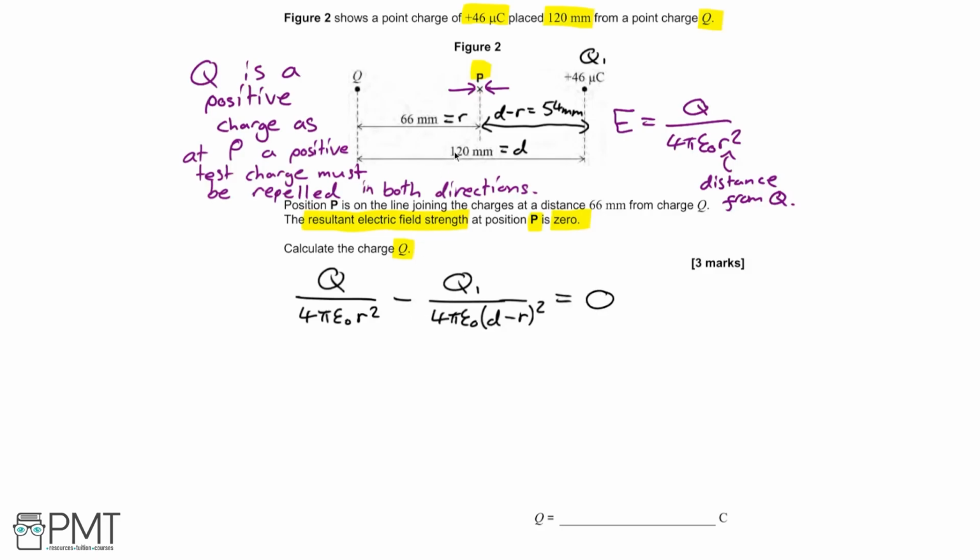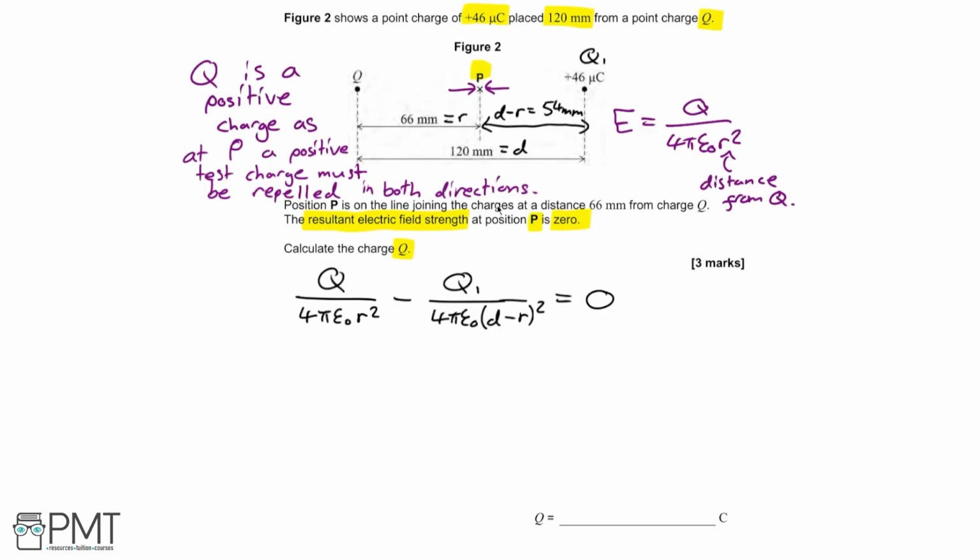The reason that we subtracted here is because we know now that we've figured out that Q is a positive charge, it means that the electric field from Q would cause a force that pushes a test charge at P to the right, and the electric field from Q1, the 46 microcoulomb charge, would produce an electric field that wants to repel a positive charge, so will push it to the left. Therefore, these two fields are in opposite directions, and so we must subtract their magnitudes, like so.